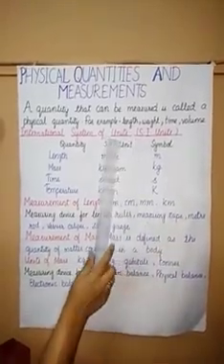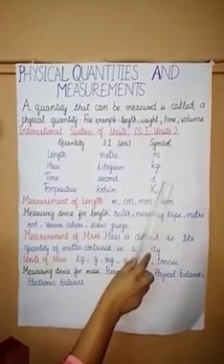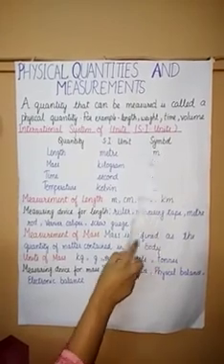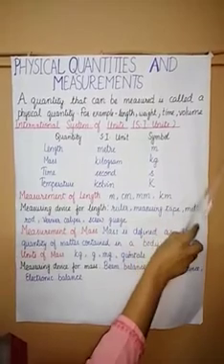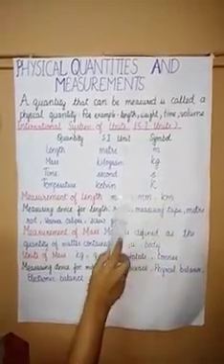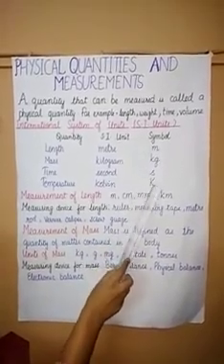And we always use the singular form of symbols. We do not use the plural form. Like we cannot write meters or centimeters or kilometers. We cannot write kgs or seconds. We only use the singular form for writing the symbols.